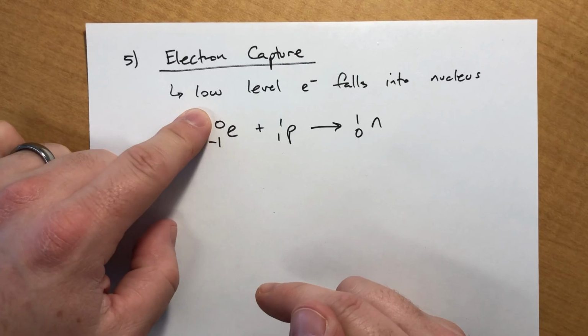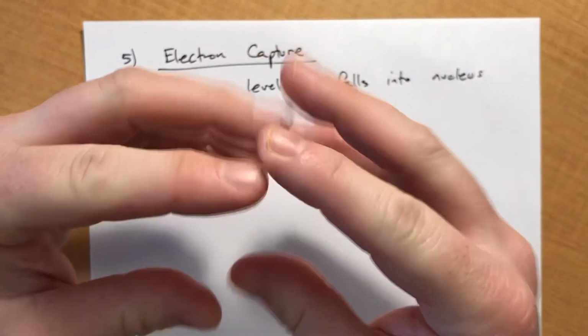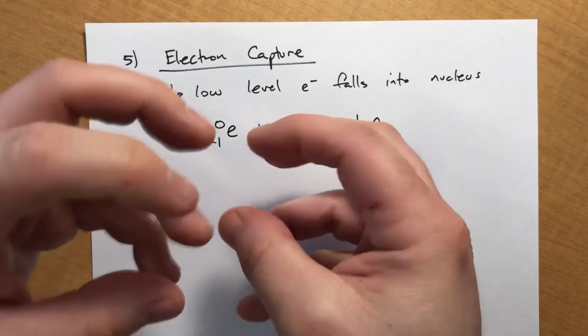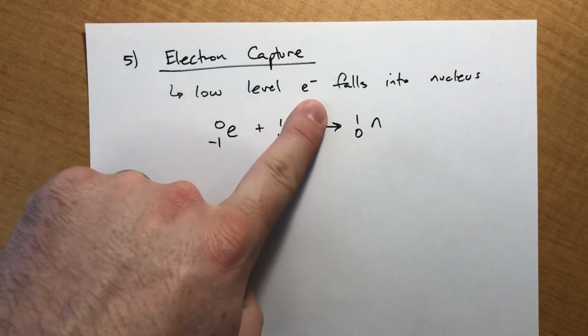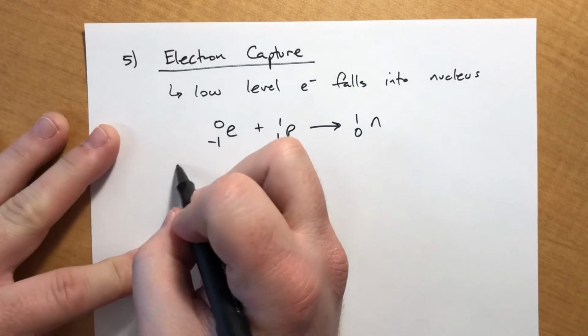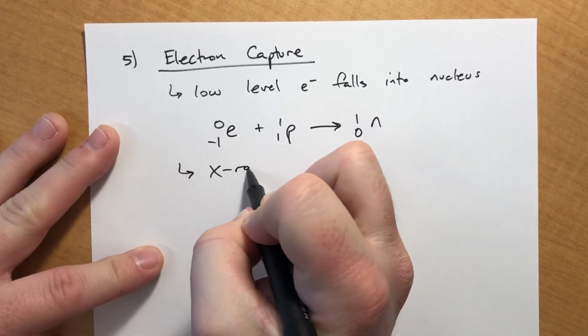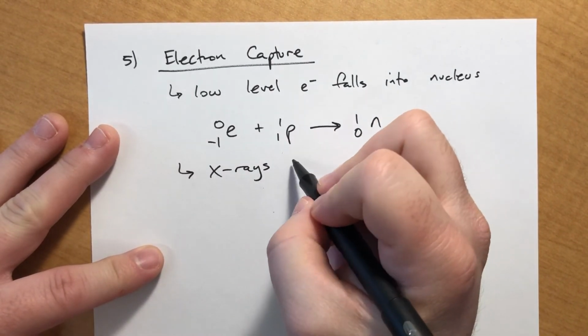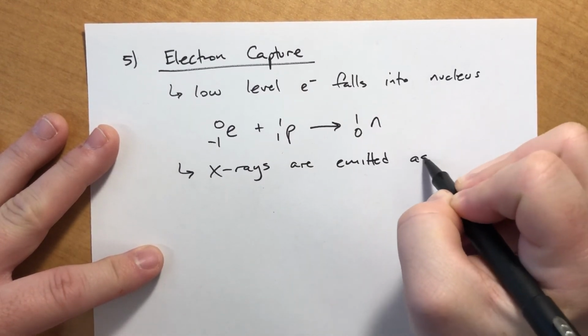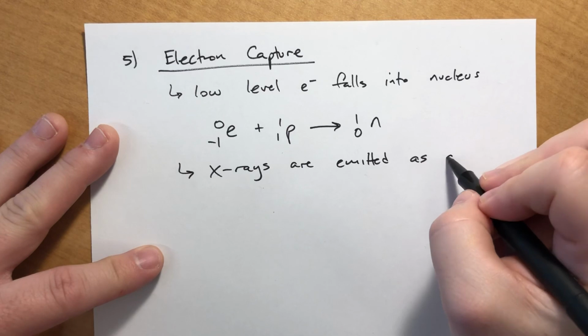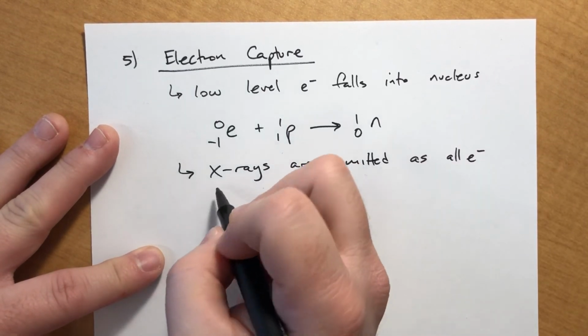It's kind of like if you have a stack of oranges at the store and you pull something off the bottom and the whole stack falls down, that's what happens here. You pull the bottom electron out and all of them fall. So what happens is it turns out that X-rays are emitted in this process. So X-rays are emitted as all the electrons fall to lower levels.